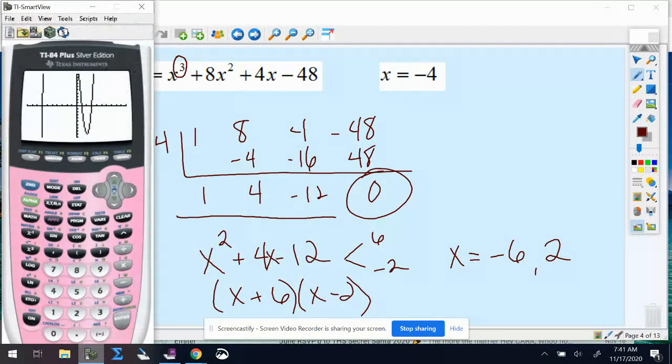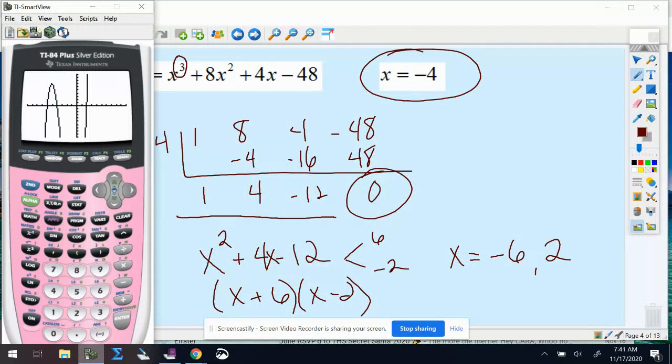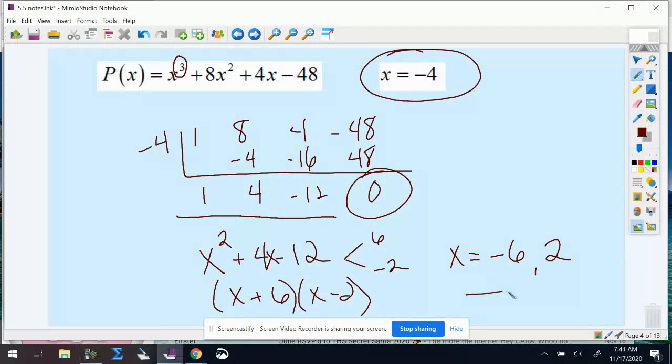And the nice thing with this is the calculator will verify everything we just did. If we graph x to the third plus 8x squared plus 4x minus 48 and take a look at that graph, we're going to see 3 times where the graph goes through the x-axis, and I can even count on the axis where it crosses. So it does cross at -4, which was the given one, but it's also crossing the axis at +2 and at -6, the ones that we found with factoring. So our picture matches our work.